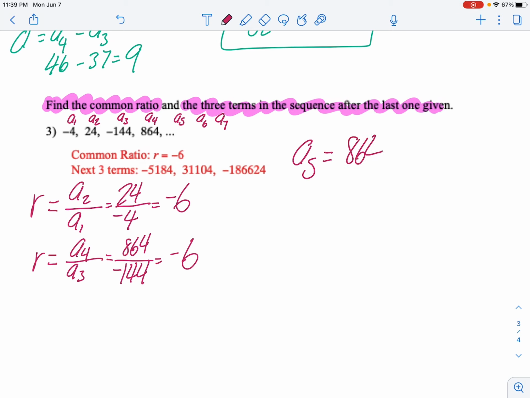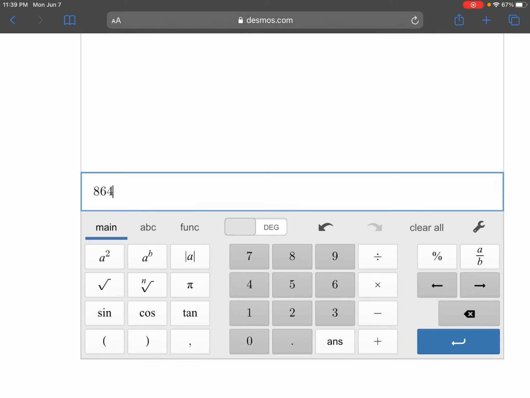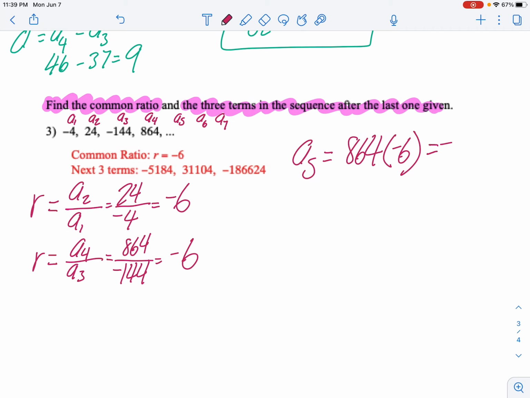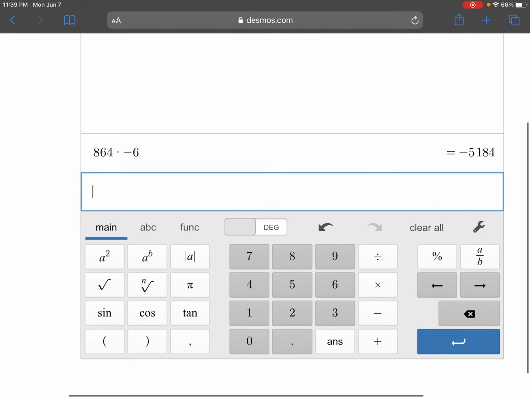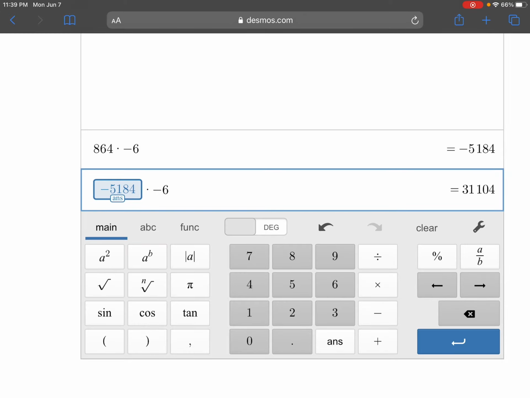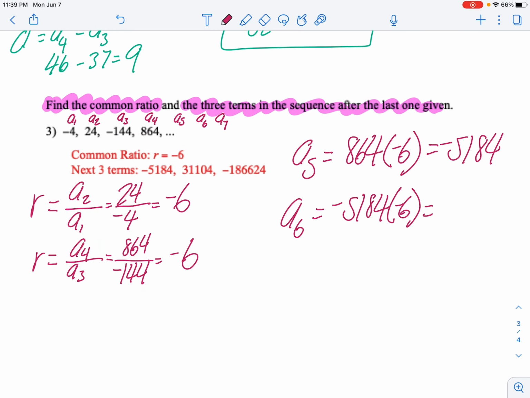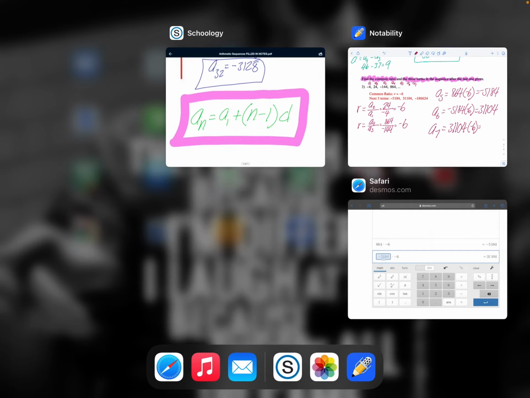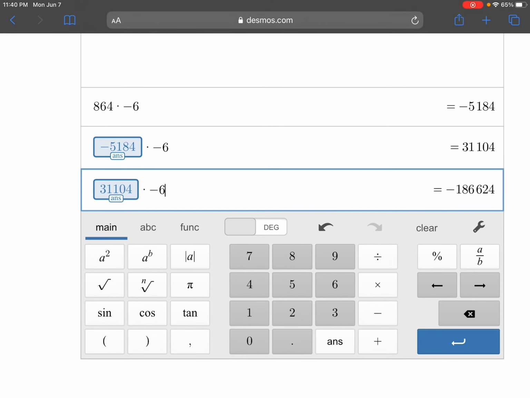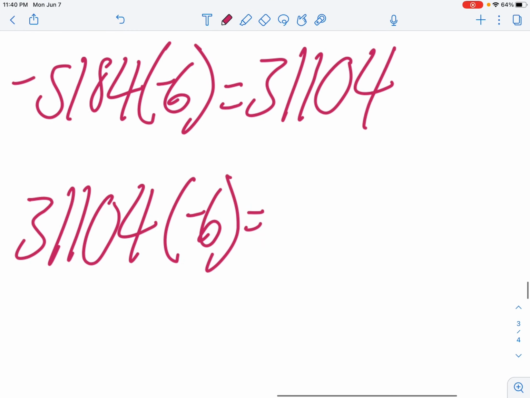So to get my 5th term, I'm going to take the term before, which is 864, and multiply by negative 6. So 864 times negative 6 gives me negative 5184. My 6th term, I'm going to take that negative 5184 and also multiply it by negative 6. So I'm going to say answer times negative 6. That's 31104. And then my 7th term is 31104 times negative 6. Okay? So again, answer times negative 6. Negative 186624.